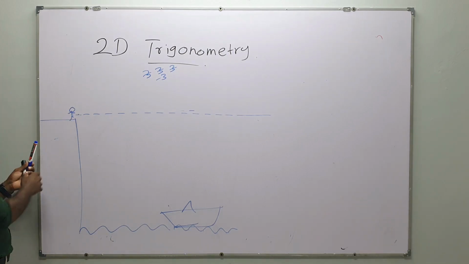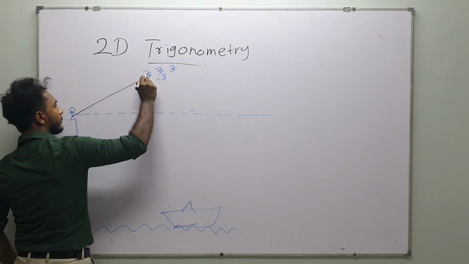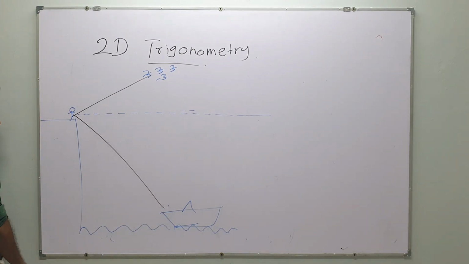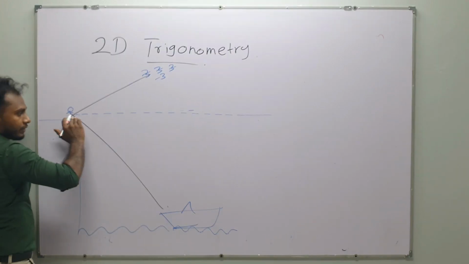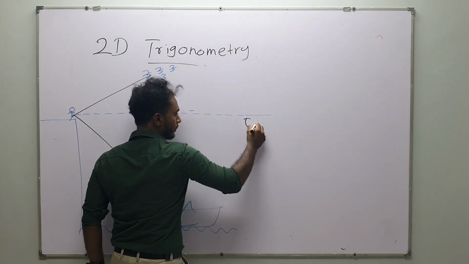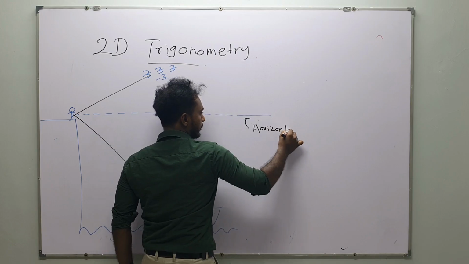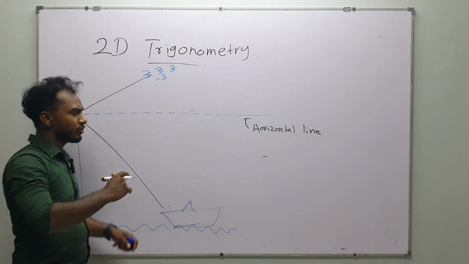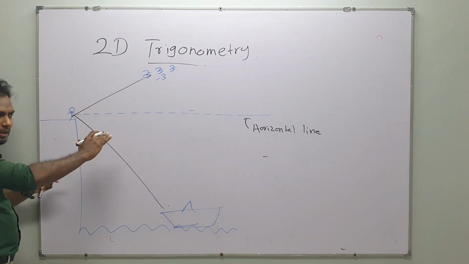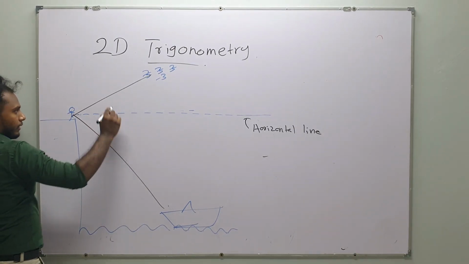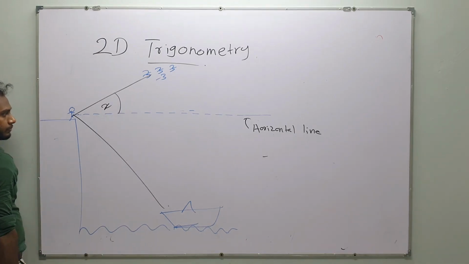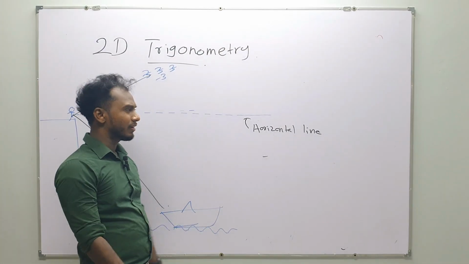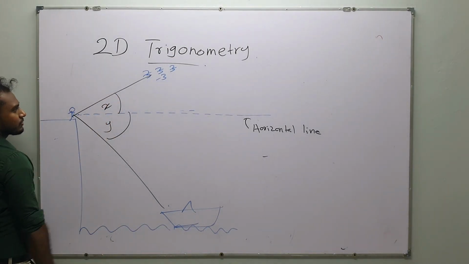Then this person is looking up at the birds and looking down towards the ship. So with this horizontal line, this is the horizontal line. In some cases you might say eye line, but we don't consider the height of the person, right? So that's why we name it the horizontal line. Okay, let me name this as angle x, and this as angle y. Or you might use definite symbols like theta or alpha, whatever it is, for the angles.